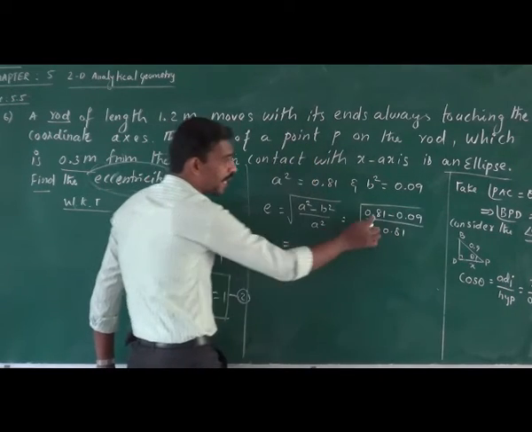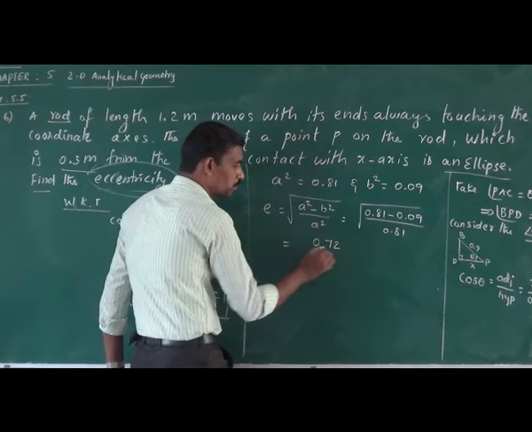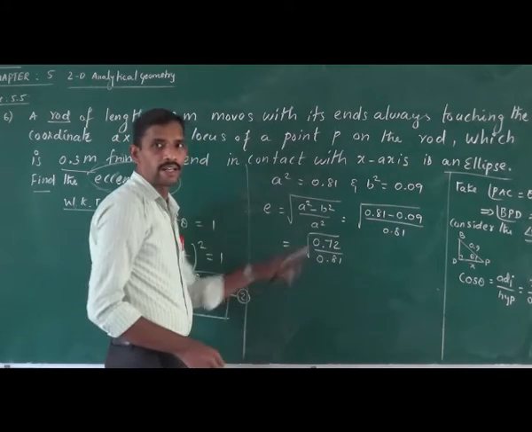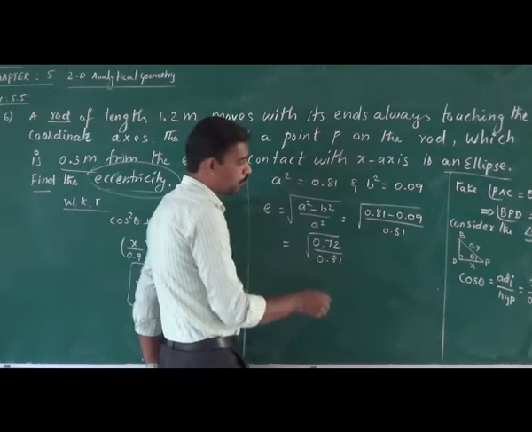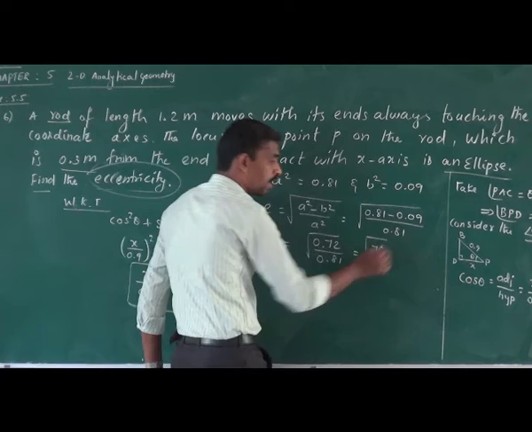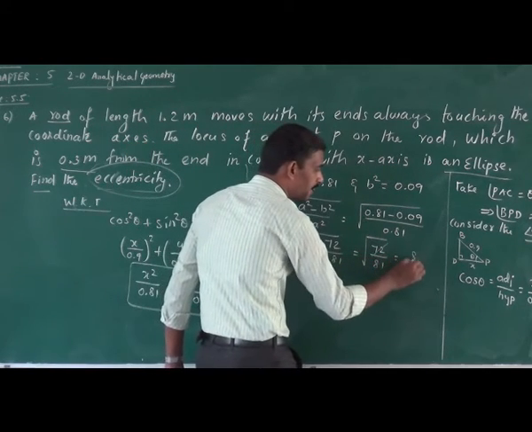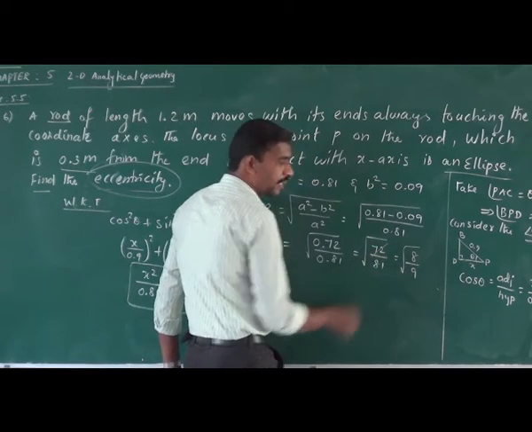Right? So 0.81 minus 0.09 is nothing but 0.72 divided by 0.81. Now I multiply by 100 both the numerator as well as the denominator. The decimal point will be removed. So we get easily 72 divided by 81. Now cancel this 9 table. We can cancel it 8 times here, 9 times. 8 9s are 72, 9 9s are 81.